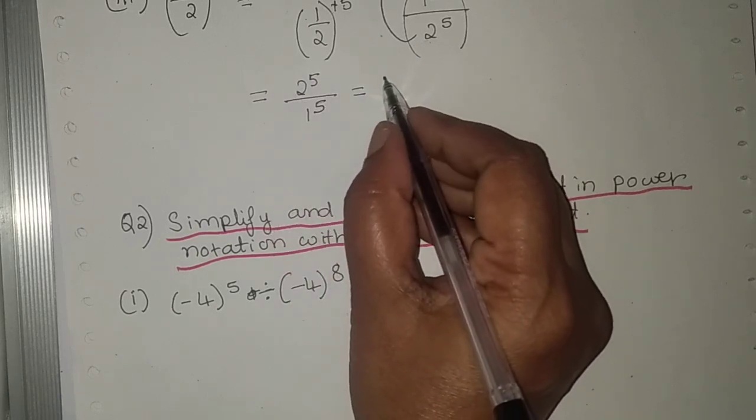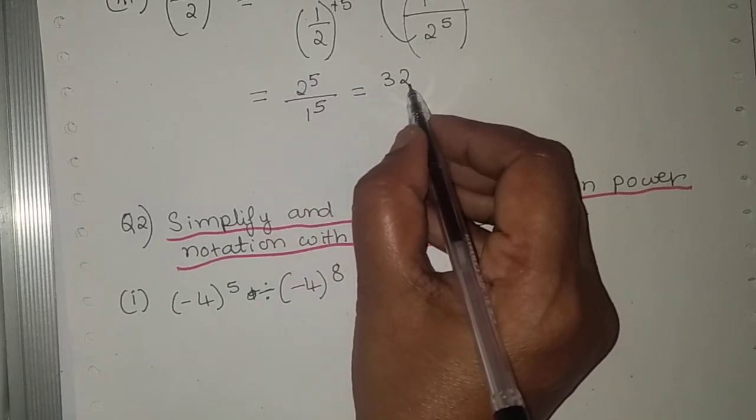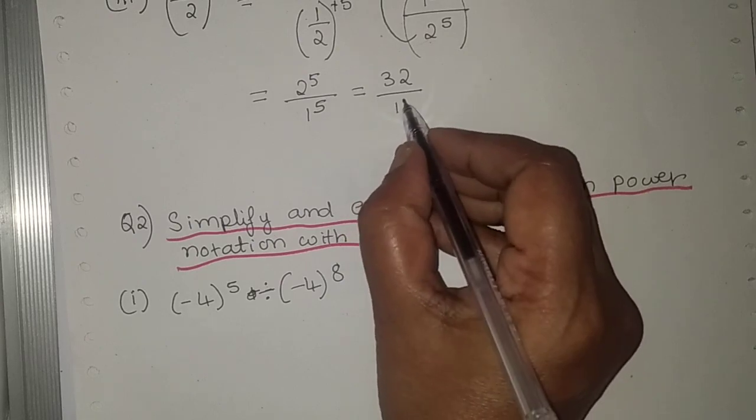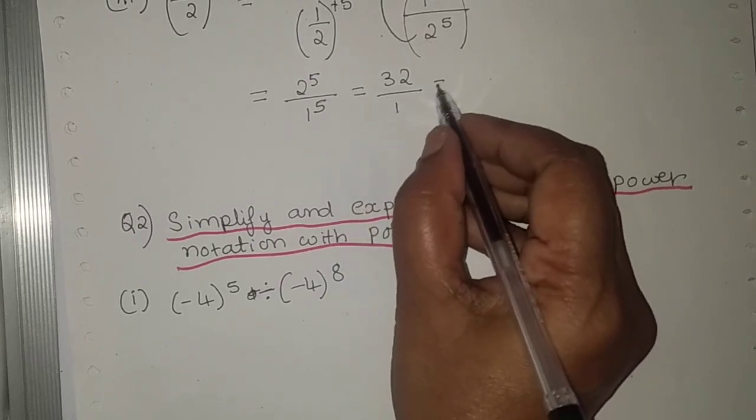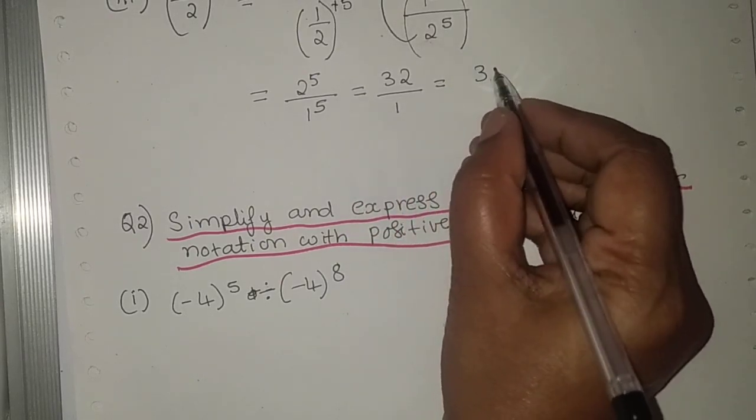So what is 2 to the power of 5? 2 to the power of 5 is 32. Then 1 to the power of 5 remains as it is, 1. Therefore the answer we are getting is 32.